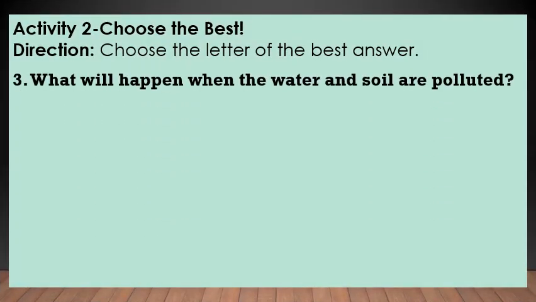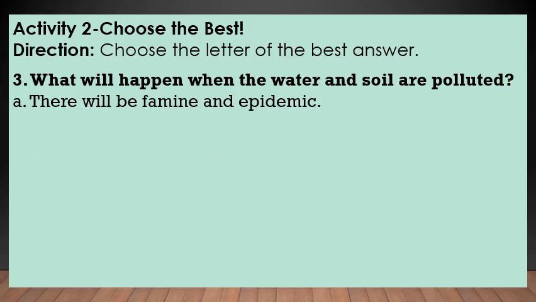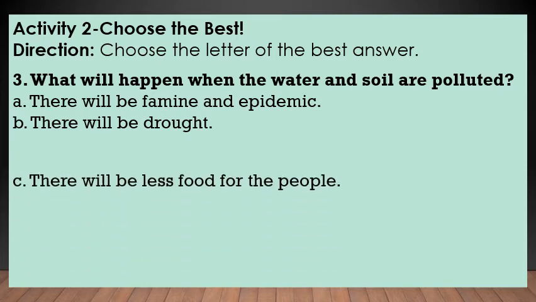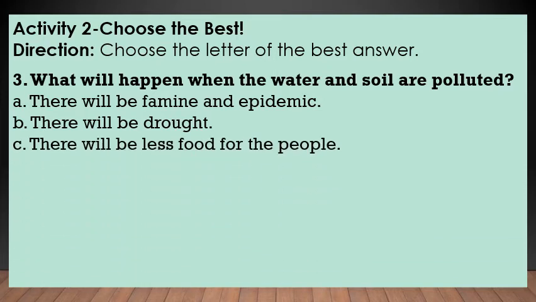Number 3. What will happen when water and soil are polluted? A. There will be famine and epidemic. B. There will be drought. C. There will be less food for the people. And D. All of the above.